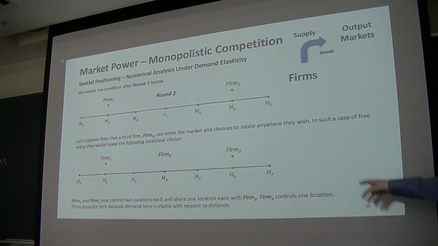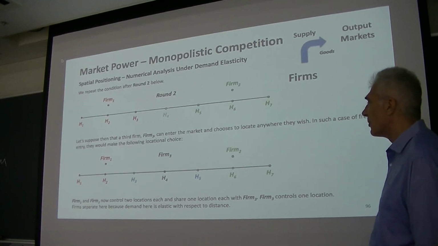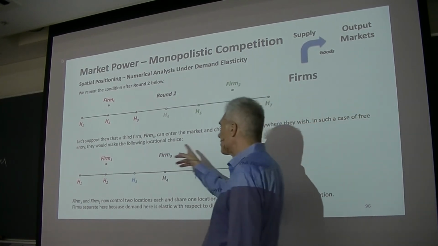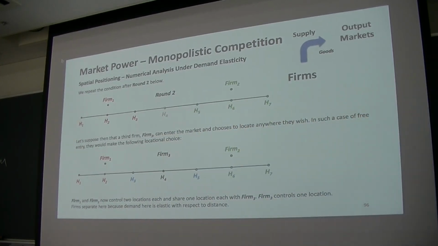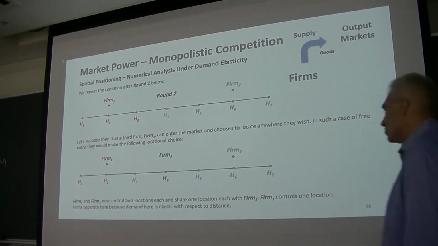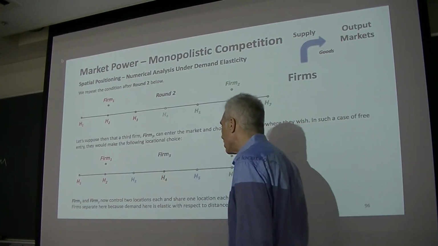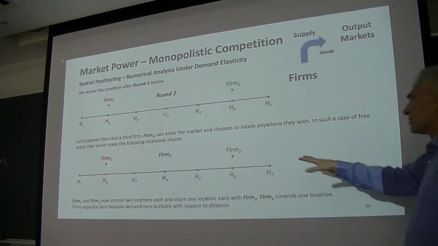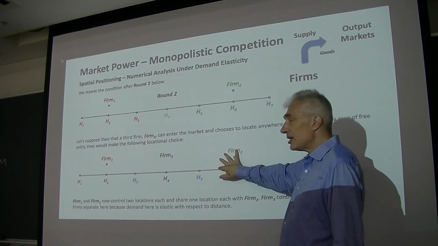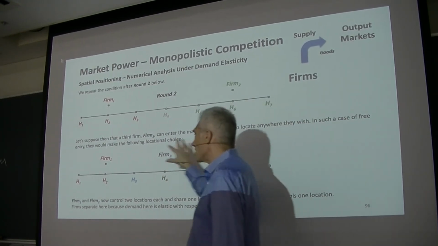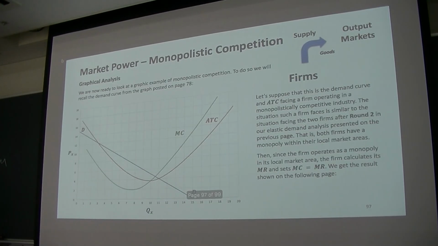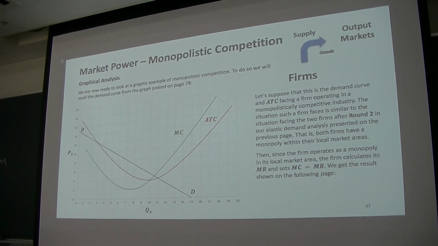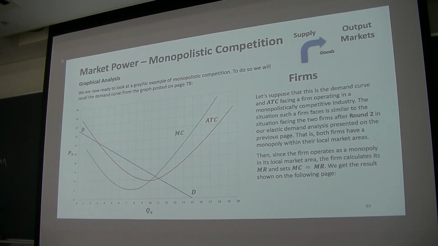Now let's just say that a third firm came into the market and they choose to locate anywhere they wish. Well, in this situation, of this equilibrium, they could just plop down right there in H4, and they control one location and share 2, and each one of these firms controls 2.5. So this controls 2, these control 2.5 each. And that's an equilibrium. There's no incentive to locate.